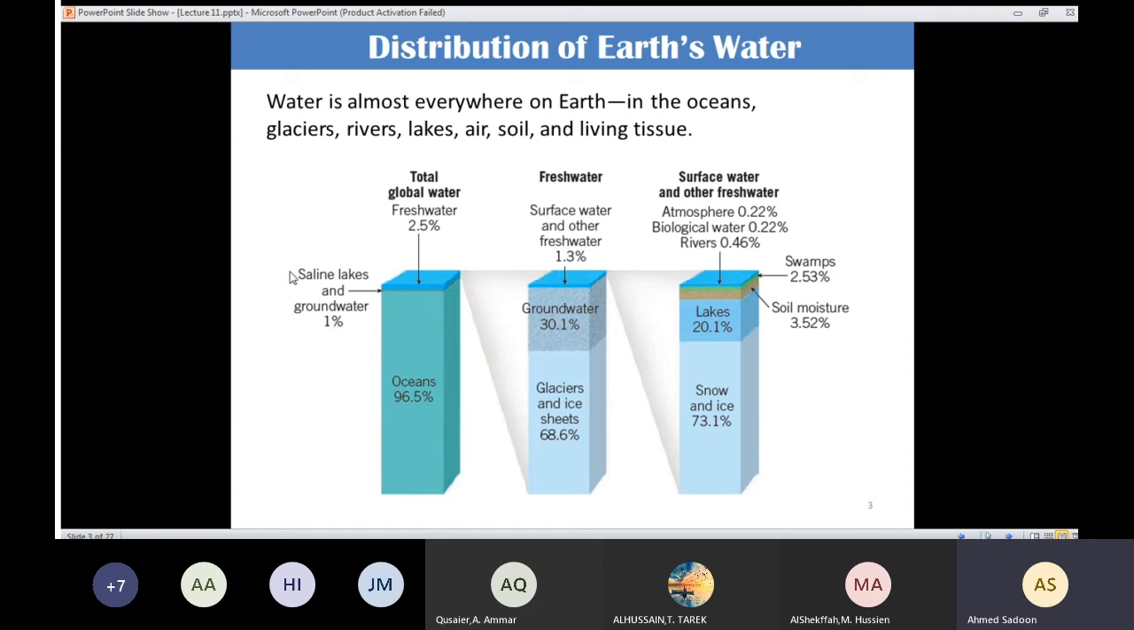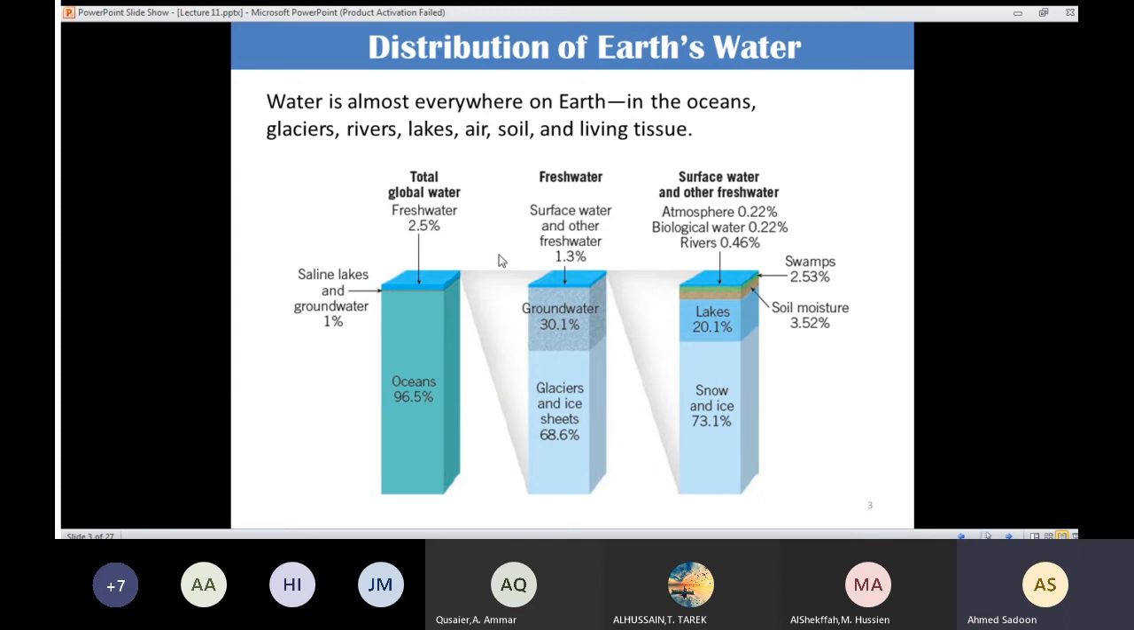Also, we have about 1% in the saline lakes and saline groundwater. We need to know that we have saline lakes and freshwater lakes, and we have saline groundwater and fresh groundwater. Here, mainly we are talking about the saline lakes and the saline groundwater. So both of them represent 1%, while the freshwater represents only 2.5%. So you can imagine, it means that freshwater represents only a small portion of the total global water. So if we talk mainly about the fresh water, we say that the fresh water represents 2.5%, and within this 2.5%, we have surface water, fresh groundwater, and glaciers and ice sheets.